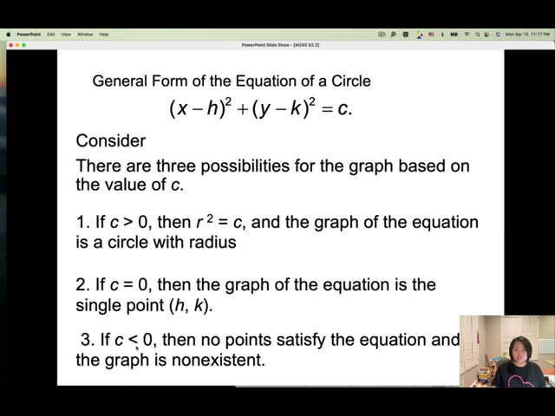Number 3, if c is strictly less than 0, then no points satisfy the equation and the graph is non-existent. Think about it, when the distance is a negative number, we won't be able to draw the circle, right? So we're going to say the graph is non-existent.